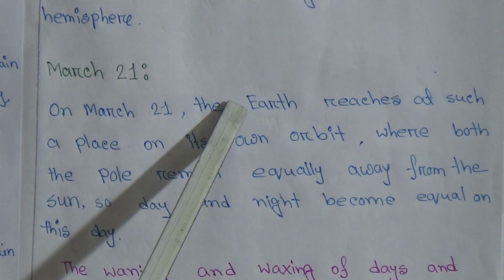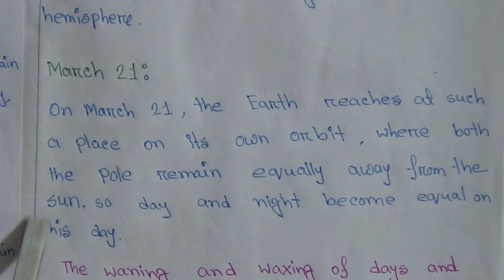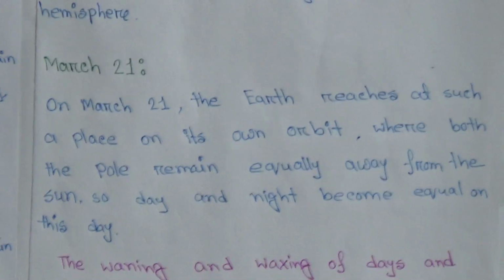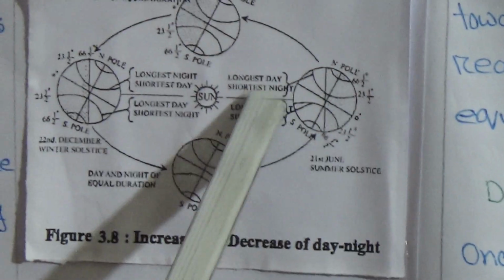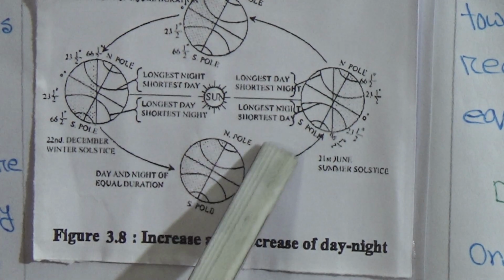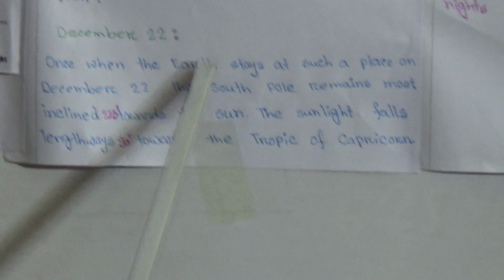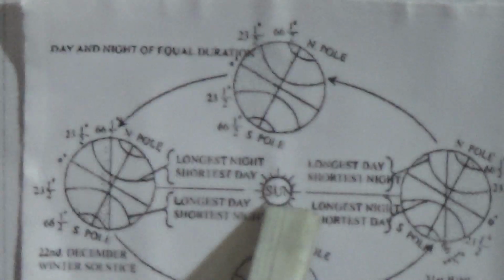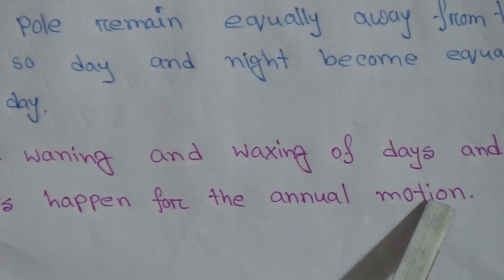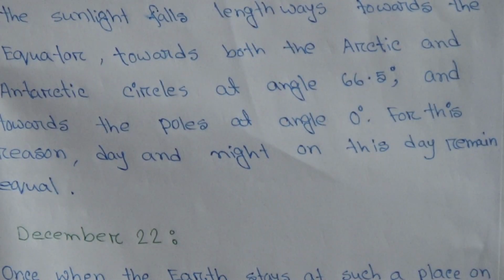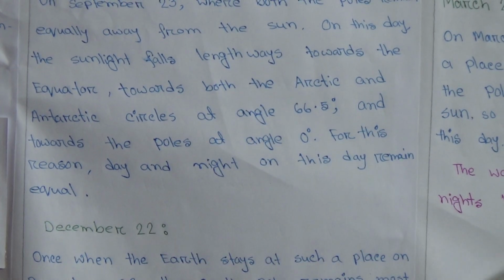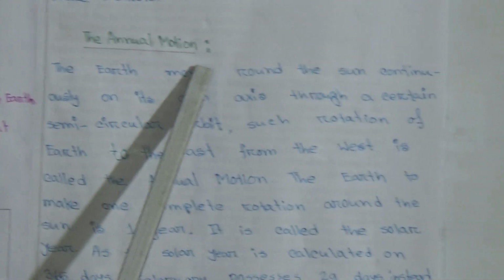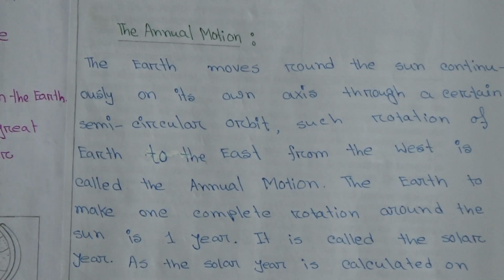On September 23 and March 21, day and night are equal. On June 21, North Pole, longest day and shortest night, and South Pole, longest night and shortest day. On December 22, North Pole, longest night, shortest day, and South Pole, longest day, shortest night. The waning and waxing of days and nights happen only because of the annual motion.